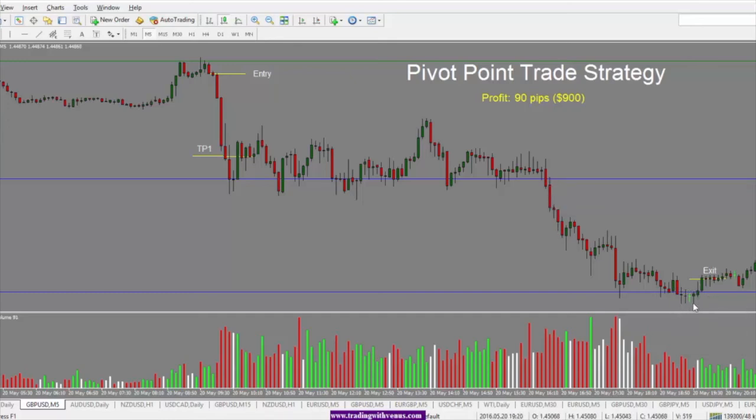Once the price starts showing signs of exhaustion, you can just exit your trade, and as a result, from entry here to exit, we would have a profit of about 91 pips, or about $900 in profit on one standard lot. Hope you enjoyed that trade setup.